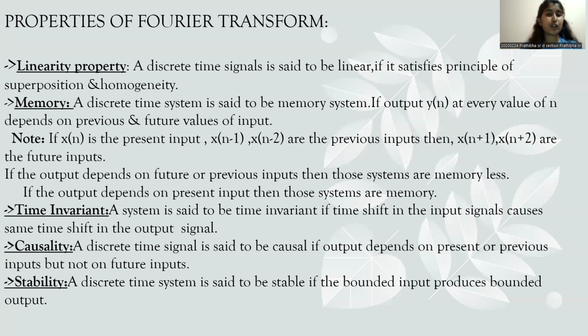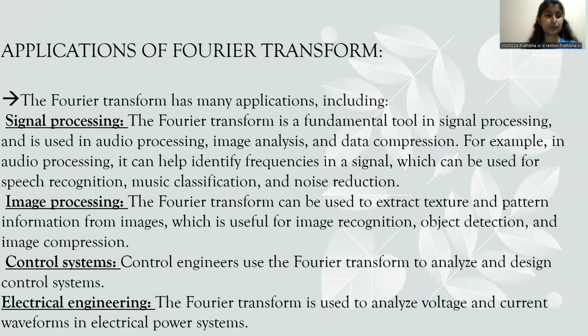The third property of Fourier transform is time invariance. A system is said to be time invariant if a time shift in the input signal causes the same time shift in the output signal. The fourth property is causality. A discrete time system is said to be causal if the output depends upon the present or previous input but not on the future inputs. The final property of Fourier transform is stability. A discrete time system is said to be stable if a bounded input produces a bounded output.